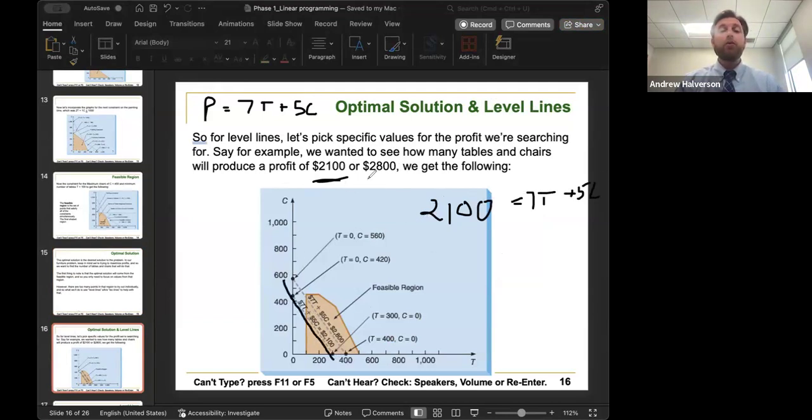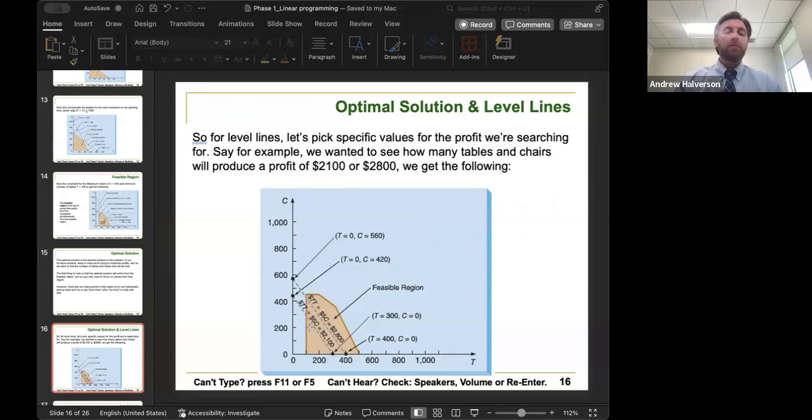Okay. Then pick a new value of profit. Change that 2100 to 2800. Okay. 2800, 7T plus 5C. What does that graph look like? Okay. So it looks like this line. What's the whole point?